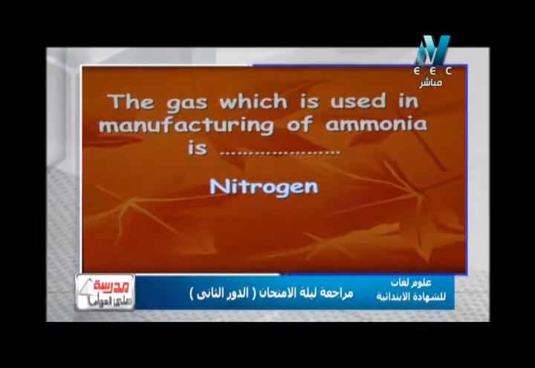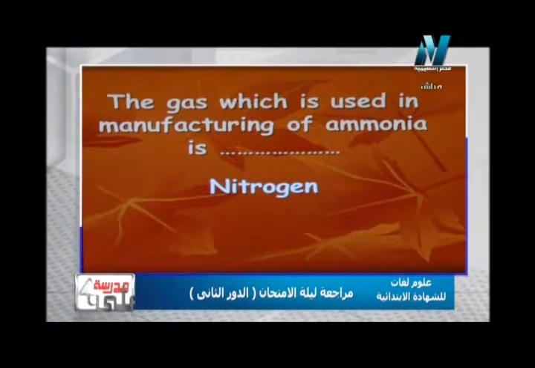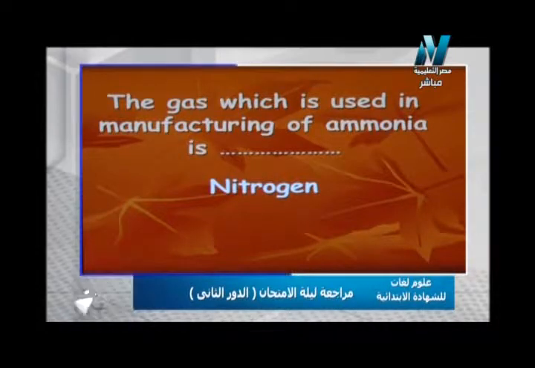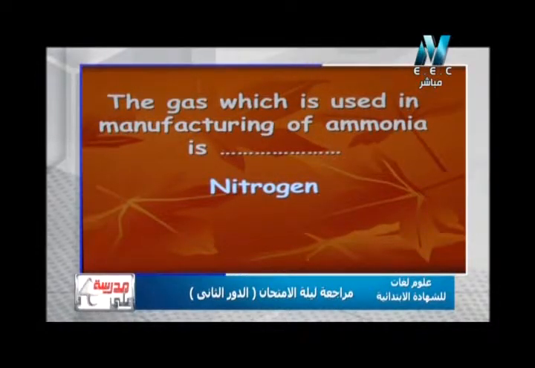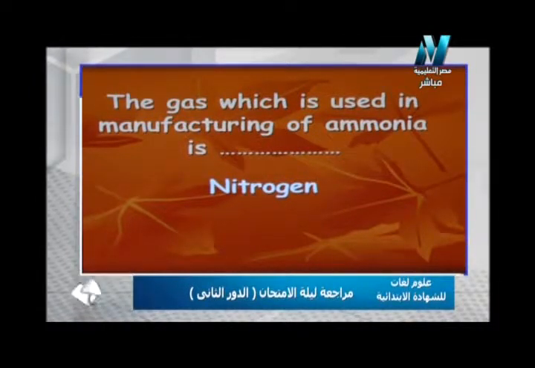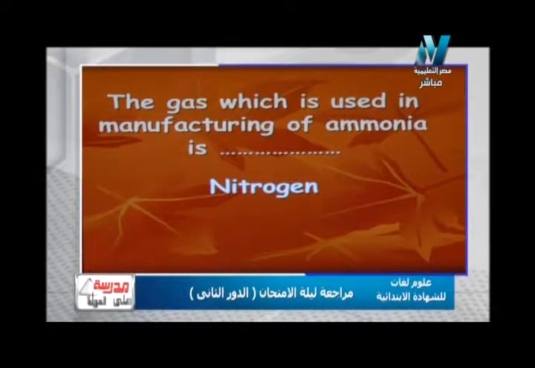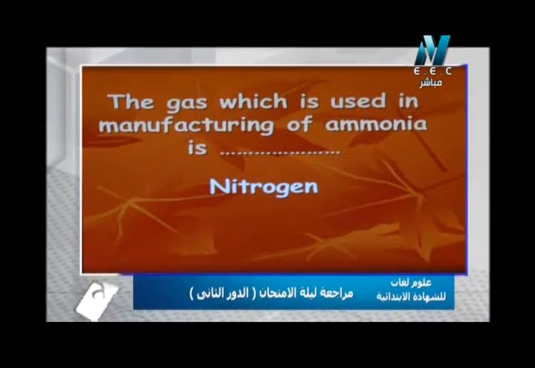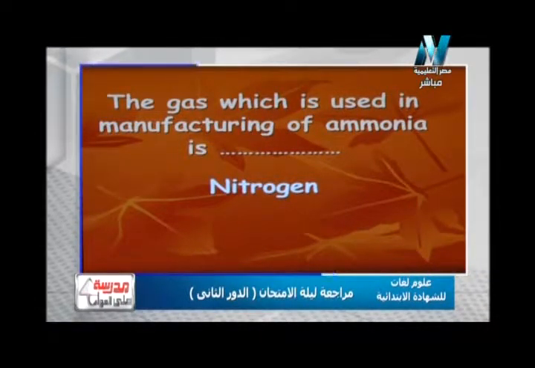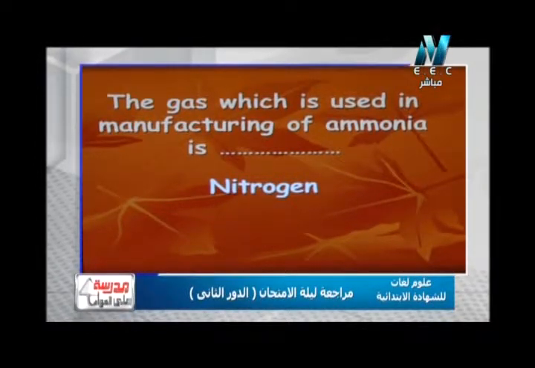And also I remind you, we have studied that nitrogen gas is the most abundant gas in the atmospheric air. So its percentage is 78%. But what about the percentage of oxygen gas? Oxygen gas percentage is 21%. So what about the percentage of carbon dioxide gas? Carbon dioxide gas is 0.03%. So again, nitrogen gas is used in manufacturing of ammonia.